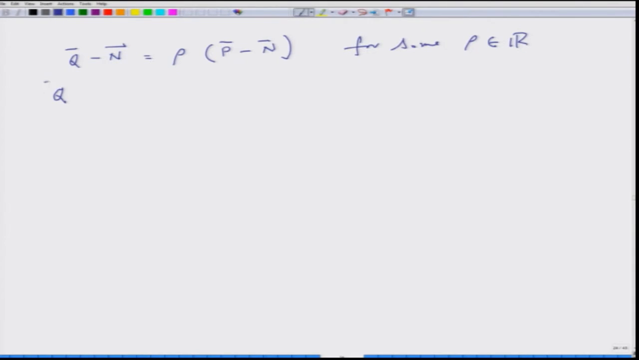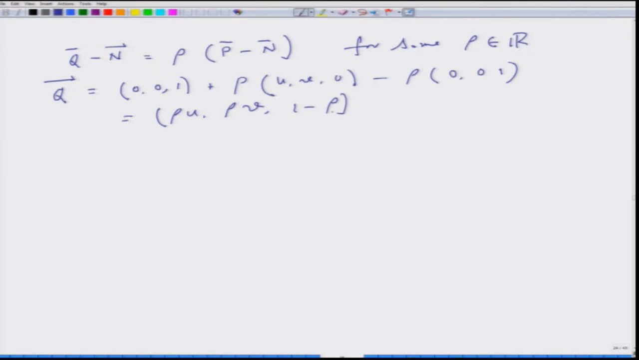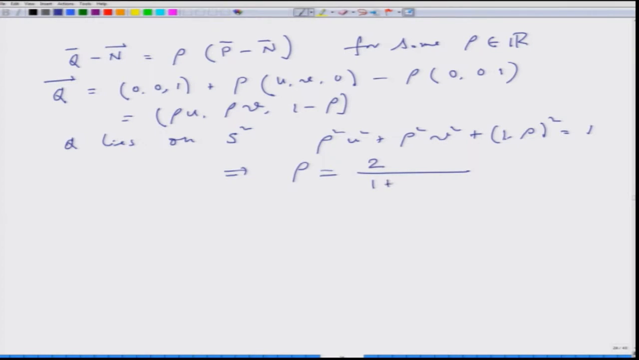So what happens to Q now? I am trying to find out the coordinates. Q is rho(u, v, 0) plus (1 minus rho)(0, 0, 1), which is actually (rho u, rho v, 1 minus rho). This is the coordinate of Q in terms of rho. But Q lies on S2, so I must have rho squared u squared plus rho squared v squared plus (1 minus rho) squared equal to 1. That will give me rho equal to 2 by 1 plus u squared plus v squared. If you expand, that is what you will get.